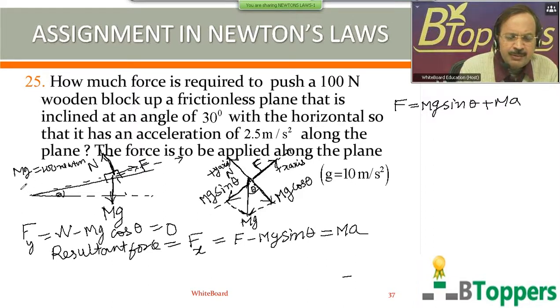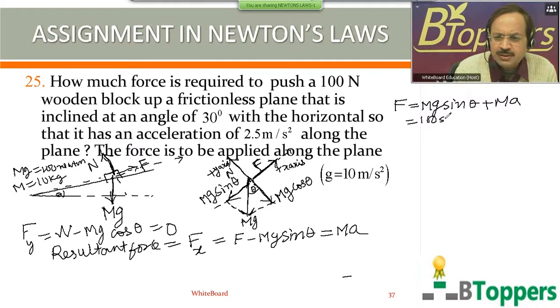And g is given as 10 meter per second square. So we substitute g equal to 10 meter per second square on the left side. You get mass of the block equal to 10 kg. So you can substitute here mg equal to 100 newtons. Theta is 30 degrees. Mass of the block is 10 kg. Acceleration is 2.5 meter per second square.